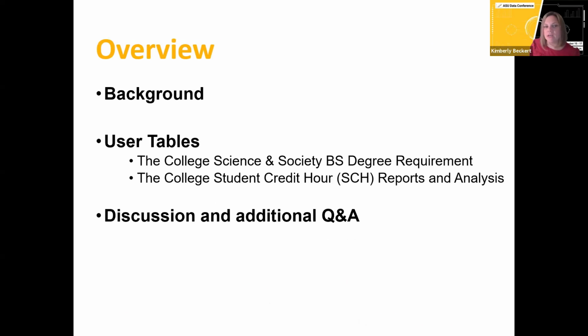Today we're going to talk about how the College of Liberal Arts and Sciences has started to explore use of user tables. We're going to talk about two specific examples. One having to do with our science and society degree requirement, which will give you some context on that. And then the other having to do with reporting and analysis that we do on student credit hour production, SSCH, which is an important component of our team's role within the college.